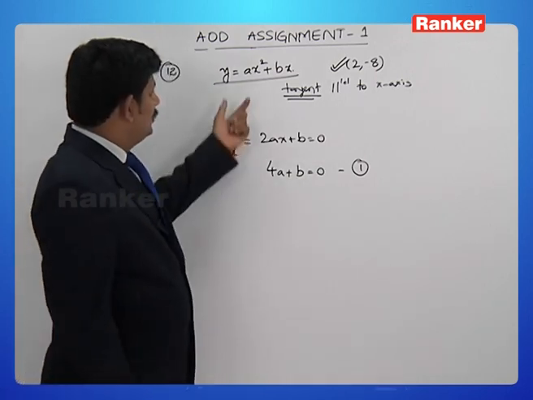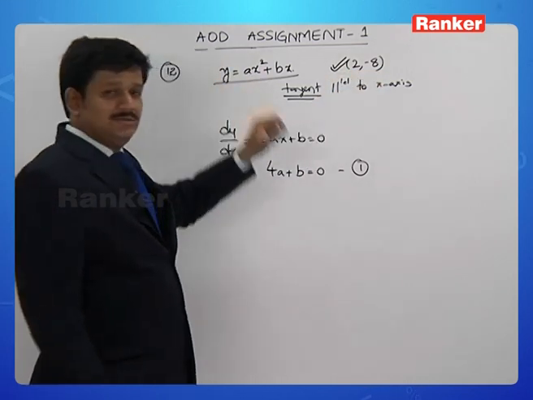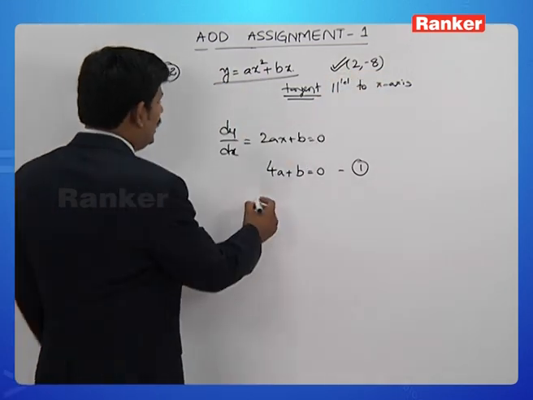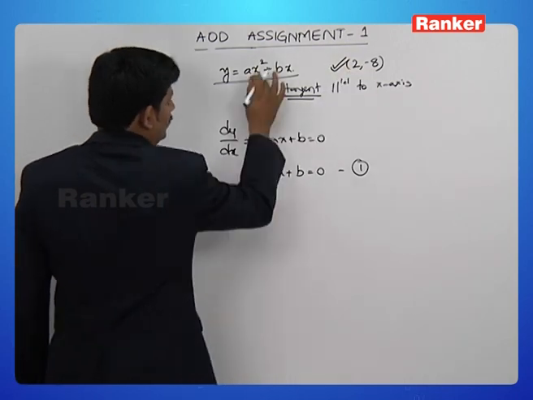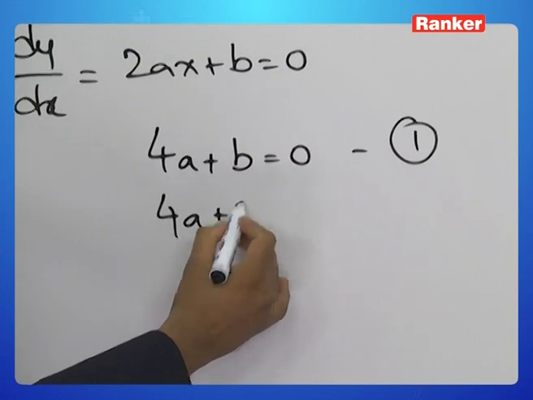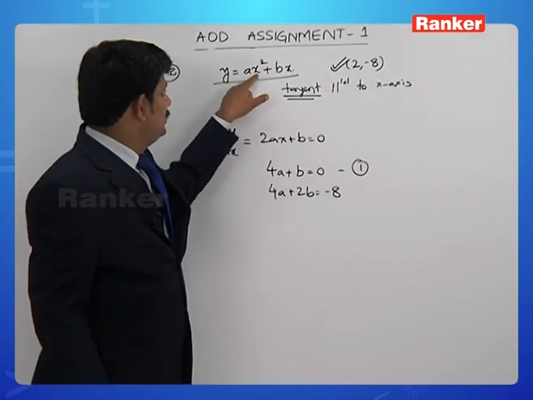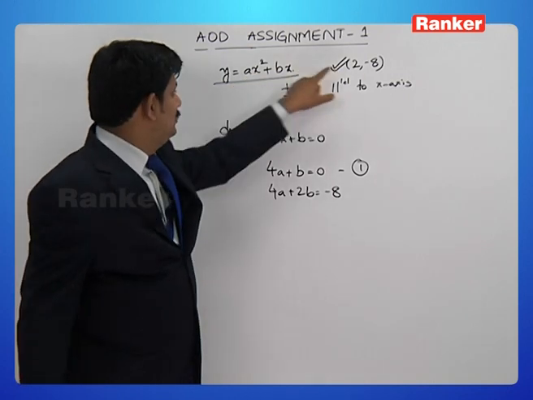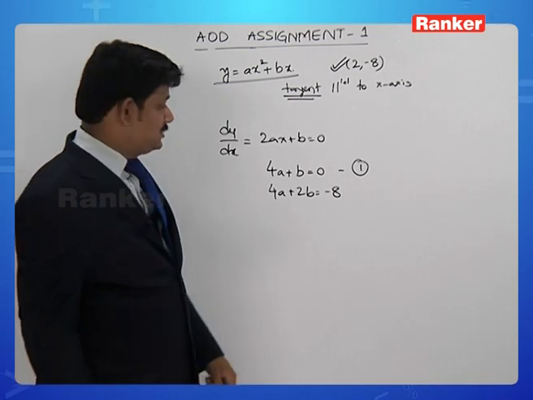And for us to have a tangent at this point, first of all, this point should satisfy the curve equation. So, substituting the point (2, ...), we have 4a plus 2b is equal to minus 8.